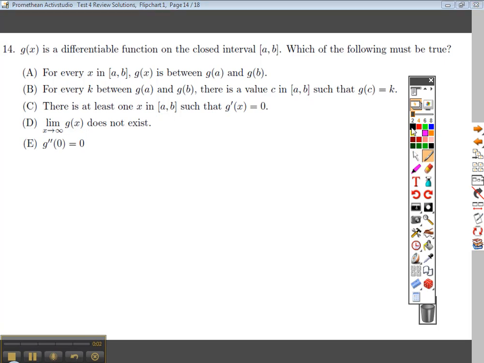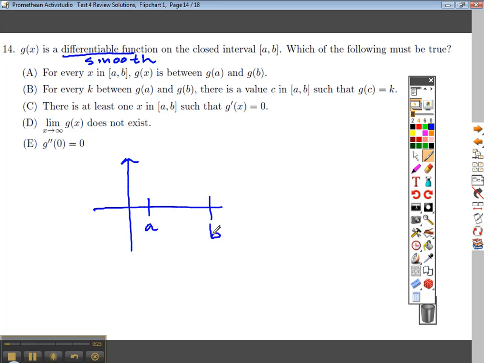Problem number 14 says if g is differentiable, which just means it is smooth. So I have a smooth function, no sharp turns on the closed interval. Which of the following must be true? Option A says for every x in [a, b], g of x is between g of a and g of b. Well, let's assume this is a and this is b.